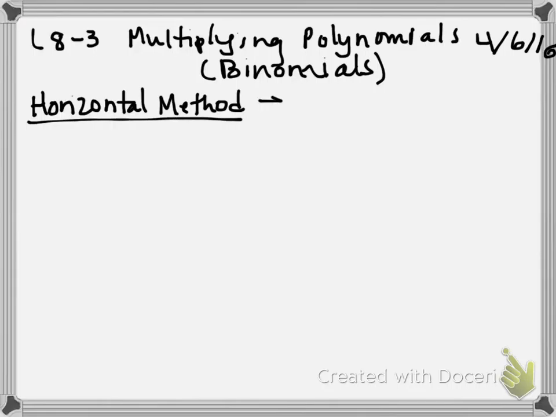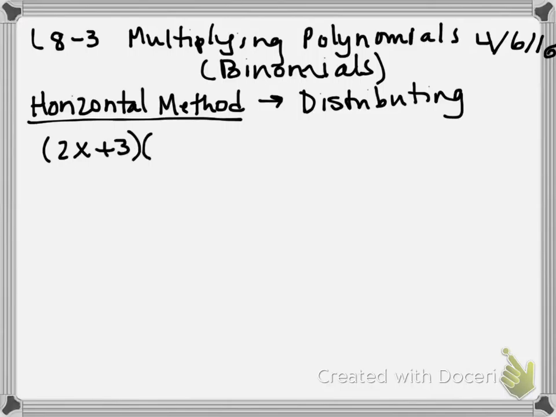So the horizontal method, I'm used to calling this distributing. Some people call it the rainbow method. Some people call this FOIL when it's a binomial times a binomial. I don't like using the word FOIL because FOIL is specific to two binomials. So FOIL only works in that unique situation. But the three strategies that we're going to talk about here can be used for any size polynomial times any size polynomial. So what I'm going to do is color code the first polynomial. And I'm going to make the 2x one color, and I'm going to make the positive 3 a second color.